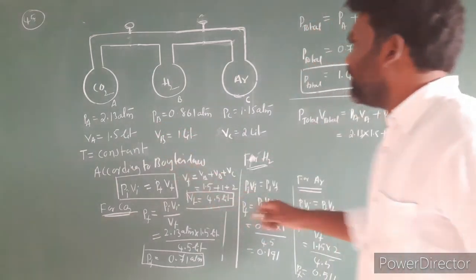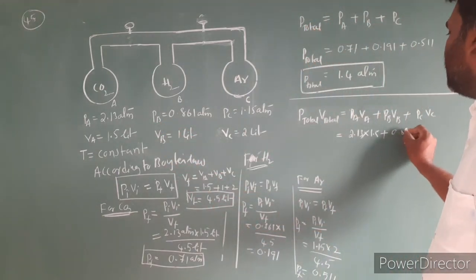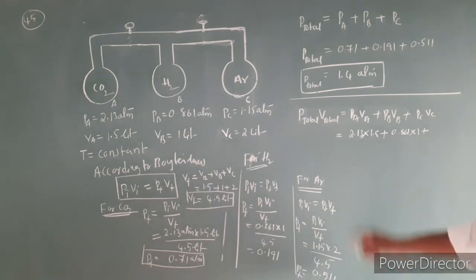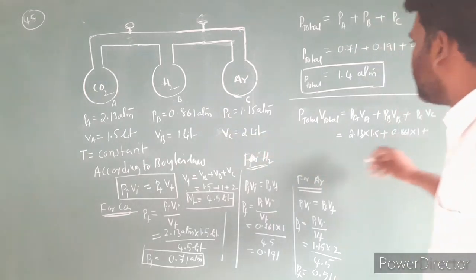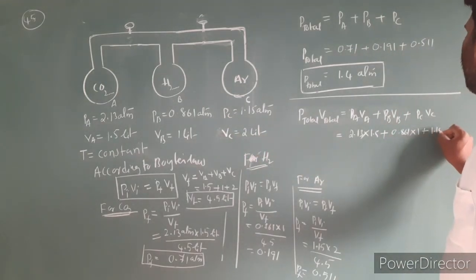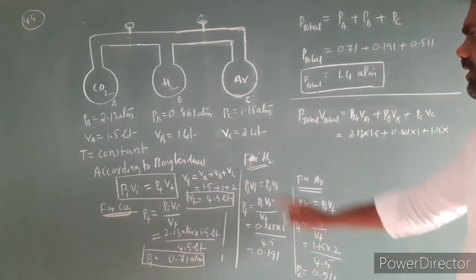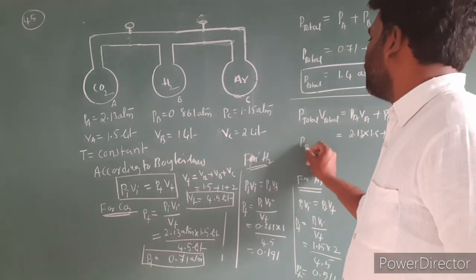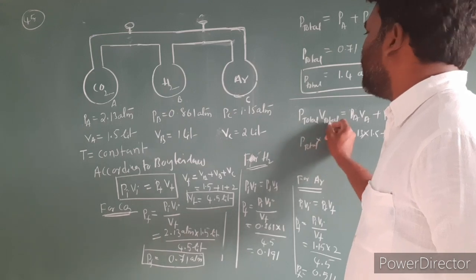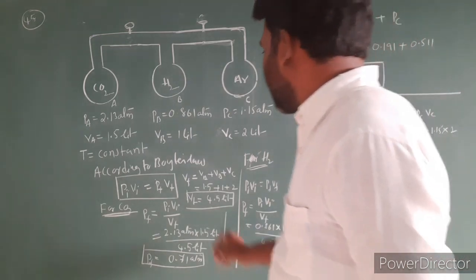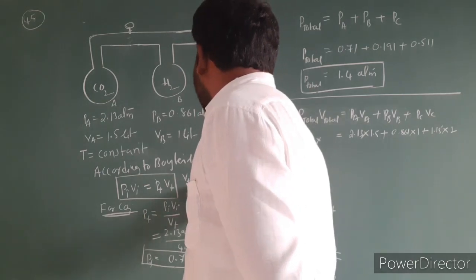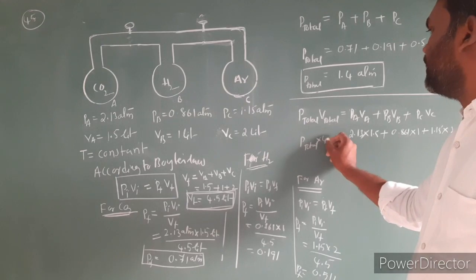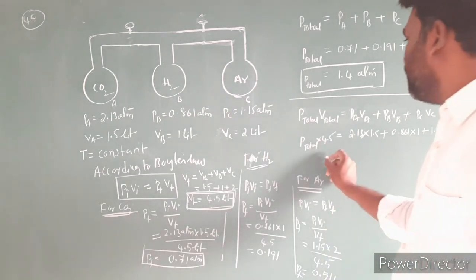Next to PB/VB, 0.861 into 1 plus. Next to PC, how much we got? 1.15 into 2, isn't it? Then P total. This is P total into V total, already we calculated. So where the V total we calculated? V final is nothing but V total. How much we got? 4.5. This is 4.5.